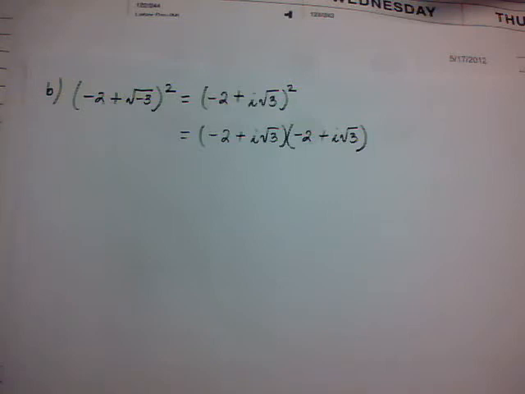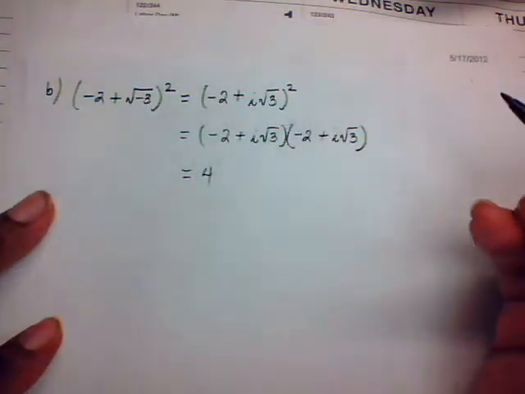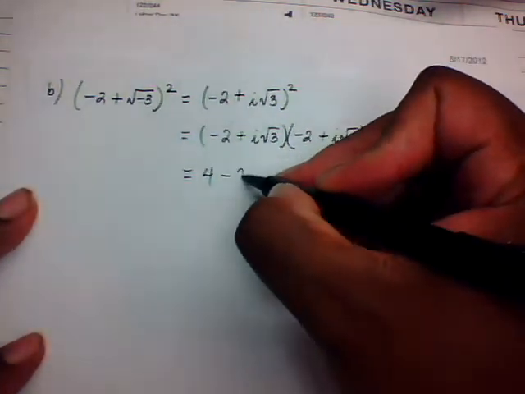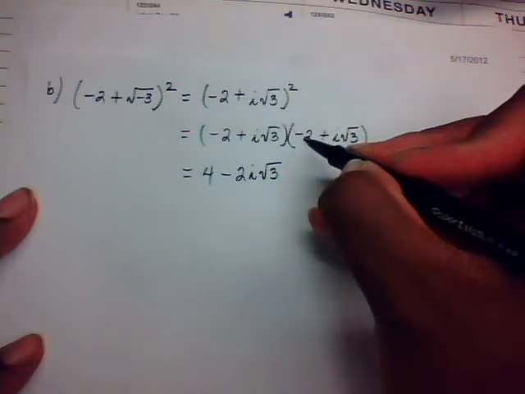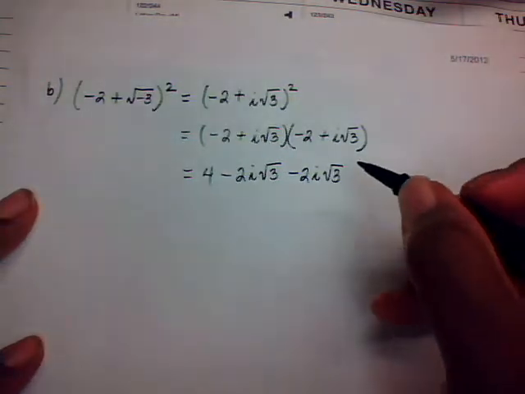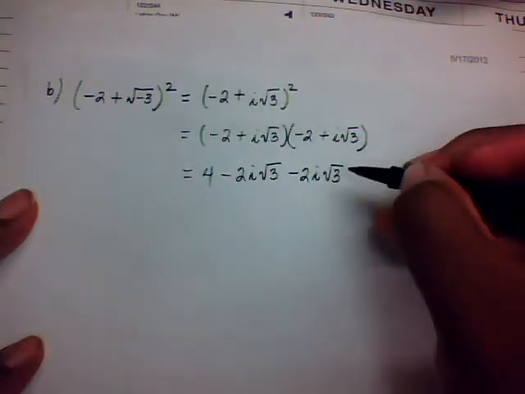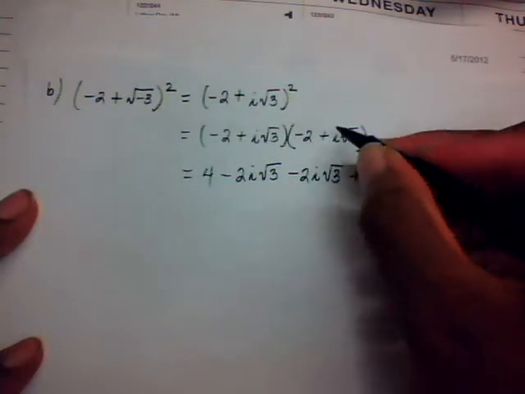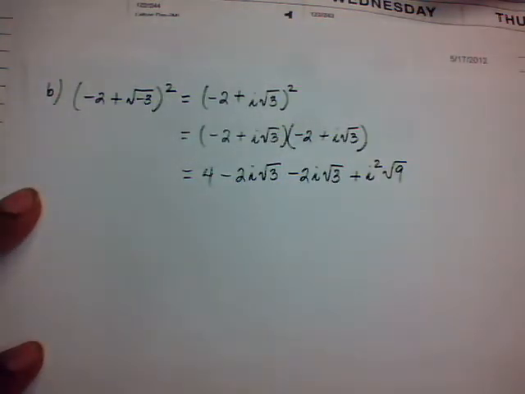So in this case, negative 2 times negative 2, that's the first term times the first term, that's 4. The outer is negative 2 times i radical 3, that's going to be a minus 2i square root of 3. The inner is i square root of 3 times minus 2, which will be a minus 2i square root of 3. The last term times the last term, i square root of 3 times i square root of 3, that's going to be a plus. Now i times i is i squared. And then the square root of 3 times the square root of 3, you multiply what's underneath the radical. That's the square root of 9.